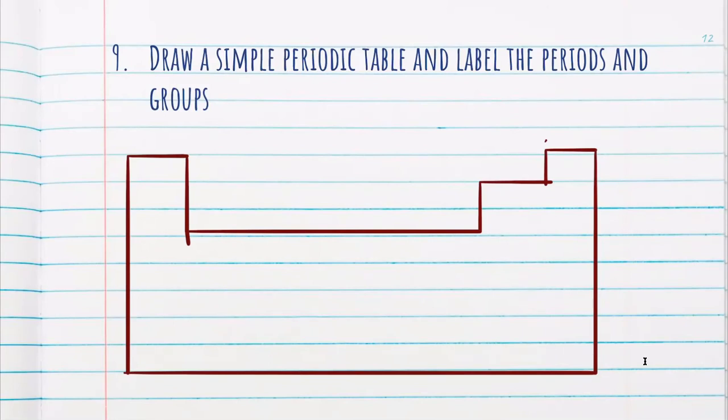So here's my outline. I'm just going to make sure to label that all of my horizontal rows are going to be my periods, and all of my columns are going to be my groups. And you can fill in all of the other ones. All right, let's move on to the next page.